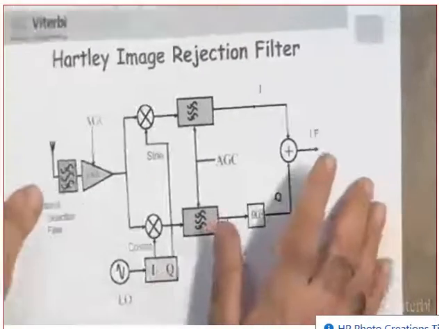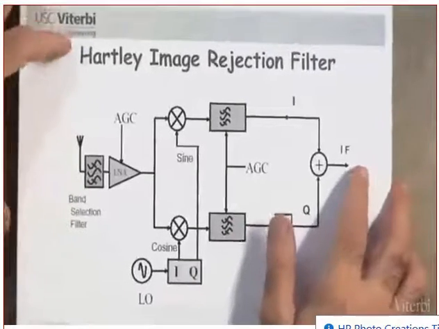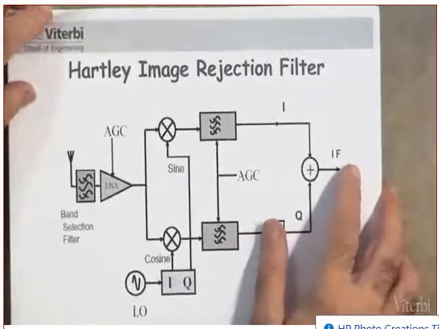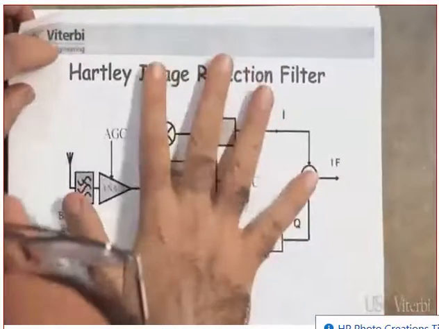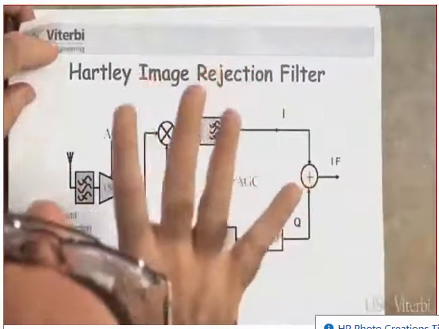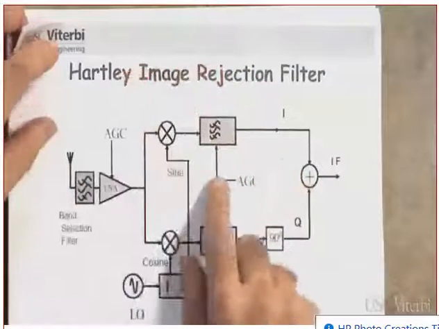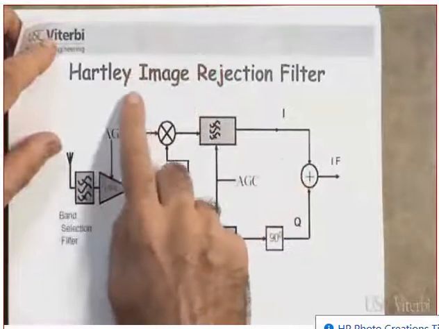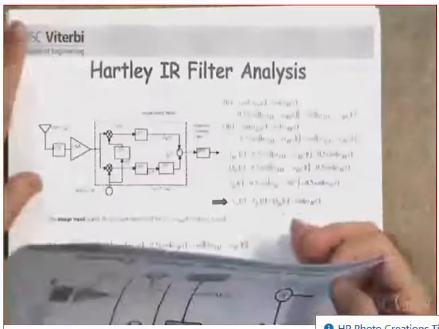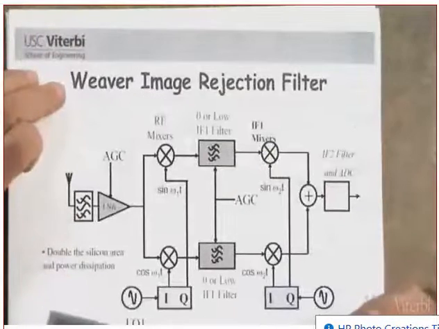Now, let's look at a couple of receivers that are used to cancel the image. Remember, where is this taking place? Before the mixer. We have two types of receivers that are widely used. The first one is called the Hartley, which I will show to you. The second one is the Weaver.